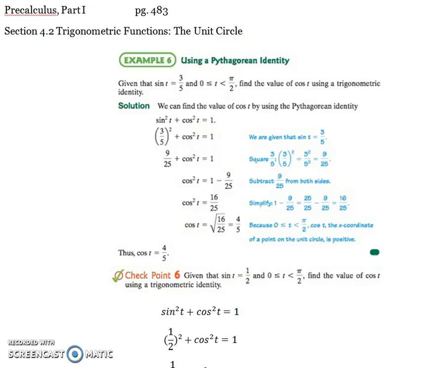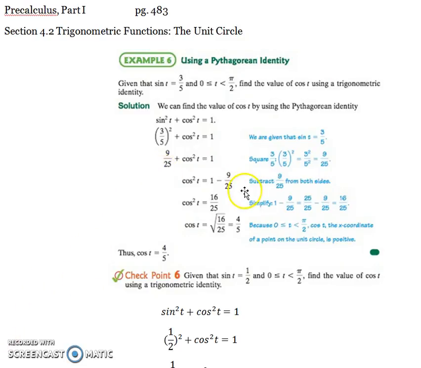the Pythagorean theorem says the two sides, x squared plus y squared, should equal 1, because our hypotenuse is 1 in the unit circle. That's why it's called the unit circle, and 1 squared is still 1. So our sine is our y value, so that's 3/5 squared plus cosine squared, which is our x value, should equal 1. So 3/5 squared is 9/25.